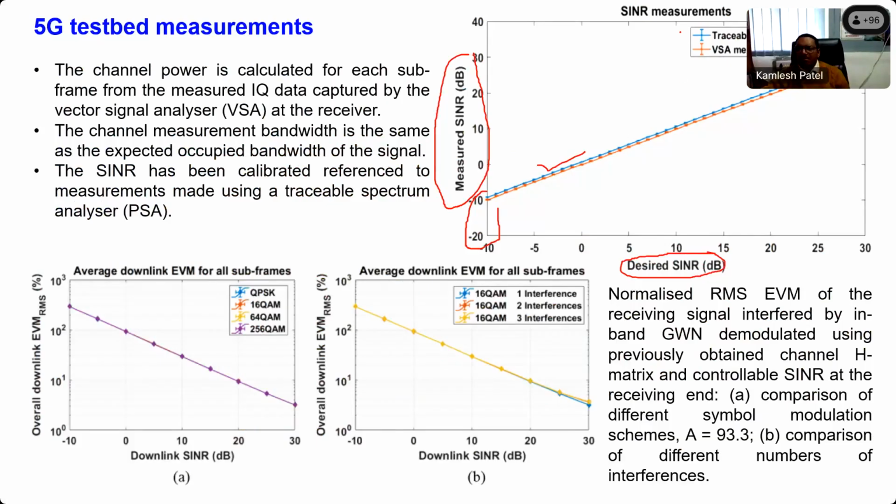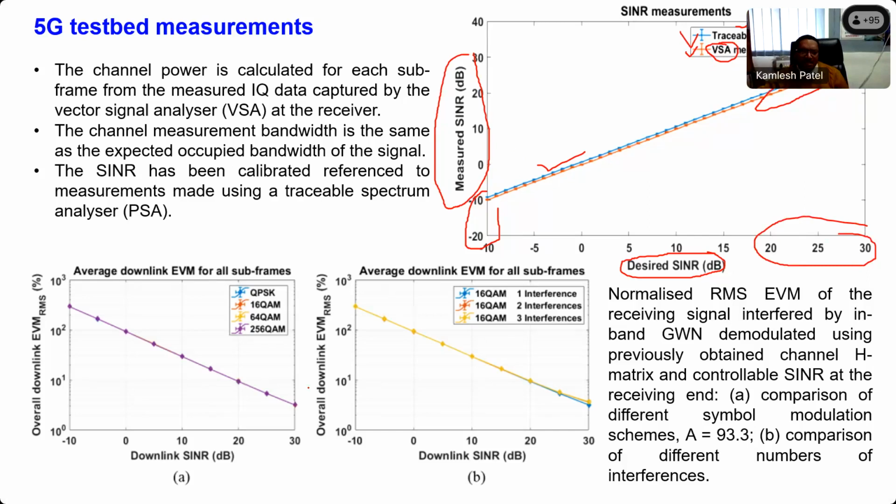The measurement is performed on two systems, one with the help of a traceable PSA, spectrum analyzer measurement, and the second one is the vector signal analyzer measurement. So these two data are compared, and you can see almost the same difference is obtained between the measured SINR and the desired SINR. Although there is a change in the difference between these two measurements at higher range, greater than 20 dB of the desired SINR.